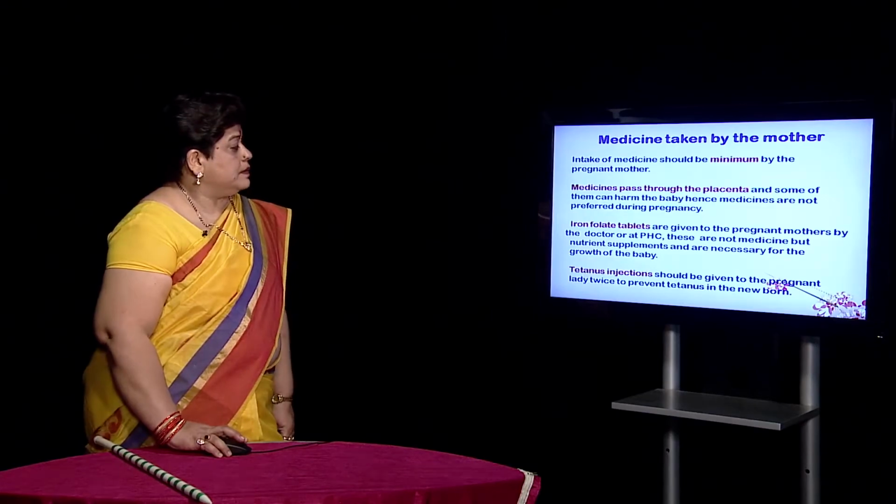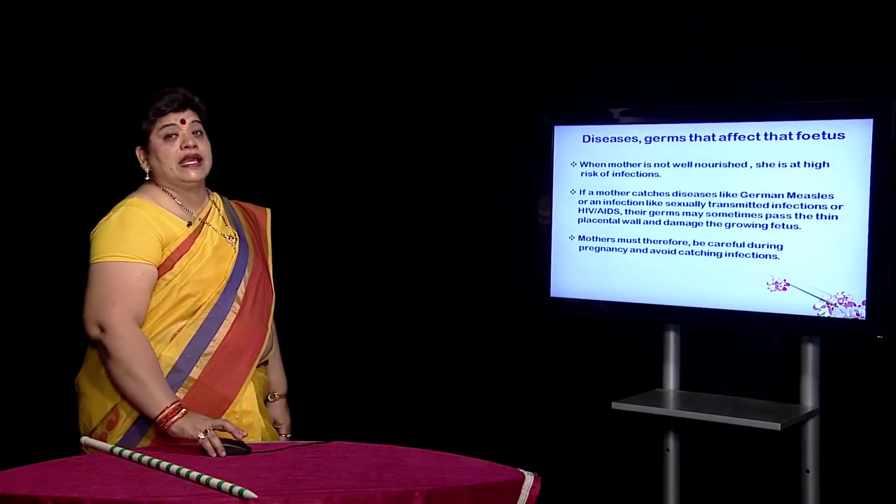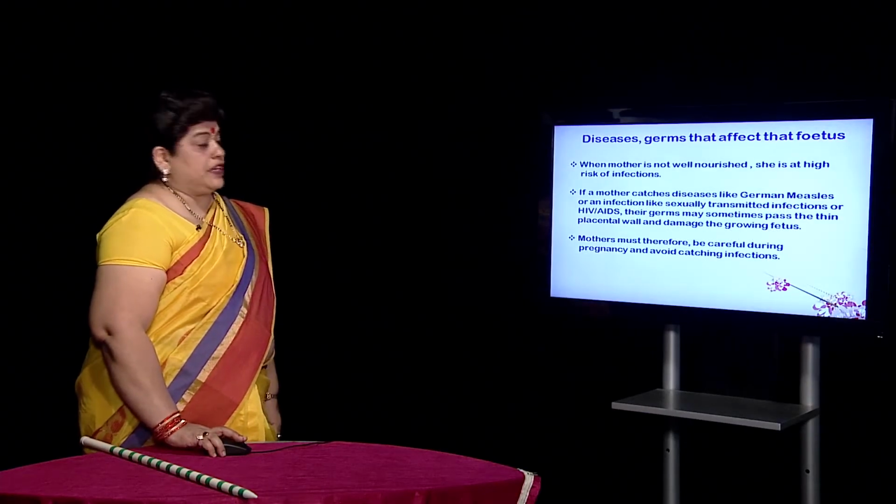Disease germs that affect fetus. When mother is not well nourished, she is at a high risk of infection. If a mother catches diseases like German measles or sexually transmitted infections like AIDS, HIV, their germs can pass through the thin placental wall and can damage the growing fetus. Mothers must therefore be very careful during pregnancy so that they do not catch infections.